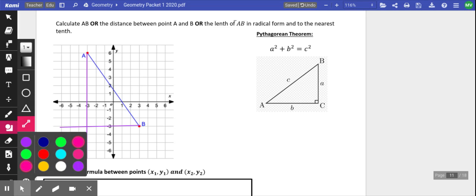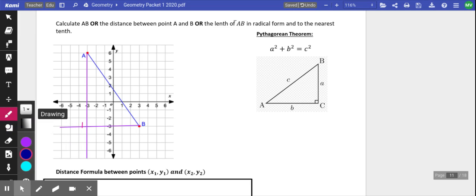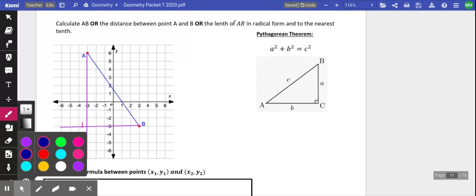And now because A to this point I'm going to call C, oops, I'm still on the line tool, sorry. A to this point I'm going to call C is a vertical line, I just count. So it's 1, 2, 3, 4, 5, 6, 7, 8, 9. I'm counting hops of my frog. So then from C to B is 1, 2, 3, 4, 5, 6.